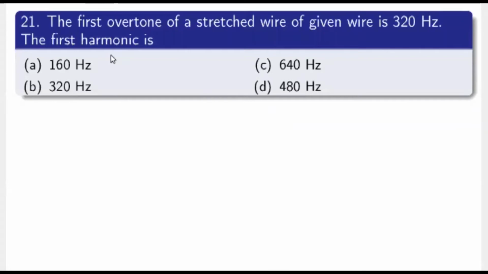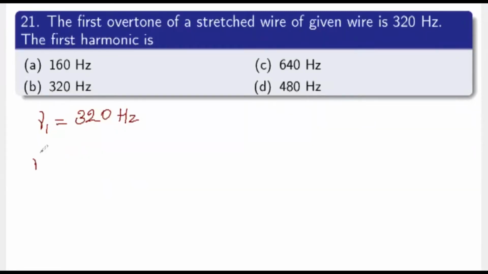Next question. The first overtone of a stretched wire is 320 Hz. What is the value of the first harmonic? We shall calculate the value of the first harmonic. It's given that its first overtone nu1 is equal to 320 Hz. How are overtones and harmonics related? When both the ends are fixed, they have a direct relationship. That is, the first overtone is the second harmonic.